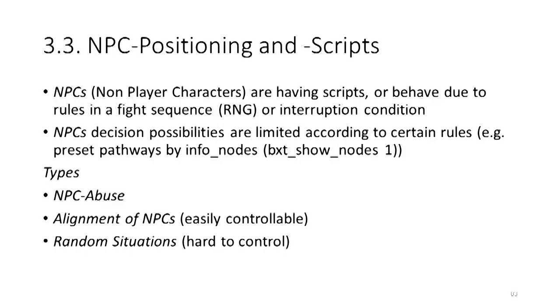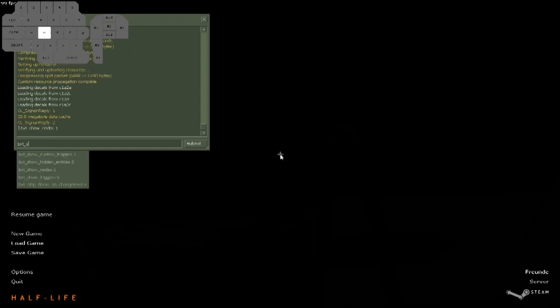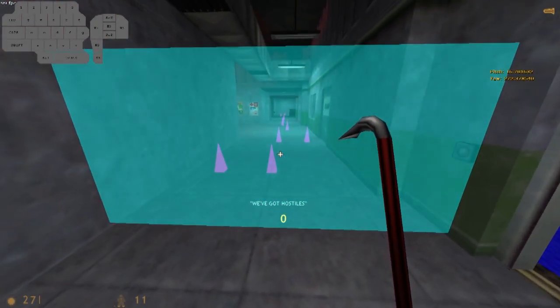When considering NPCs, I find it most useful to divide their nature into behavior, which shows in action, and decisions, which guide their behavior. Decisions determine an action plan that is then carried out according to certain behavioral rules, according to different situations and pathways mapped as info nodes on the ground. Those can be seen by the BXT command BXT show nodes 1.